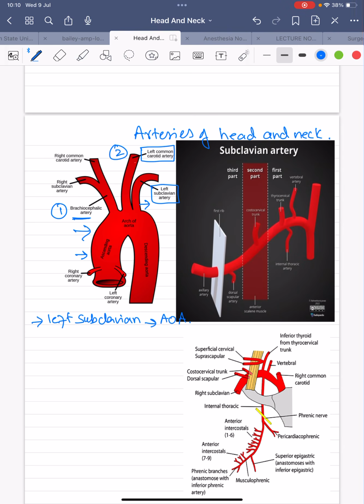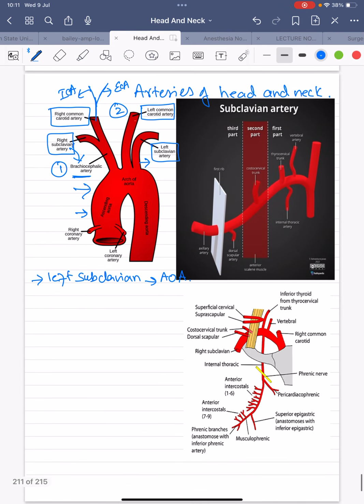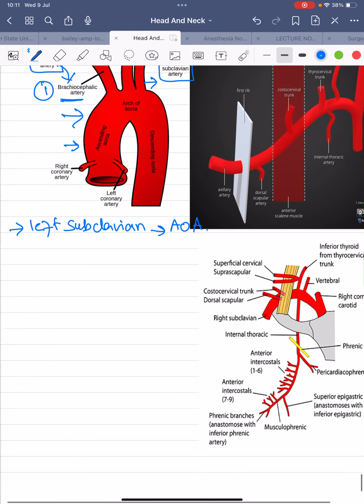The brachiocephalic trunk is divided into the right subclavian artery and the right common carotid artery. This right common carotid artery goes upward, and now it divides into two arteries, the external carotid artery and the internal carotid artery. Okay, first, what we must know about the subclavian artery.